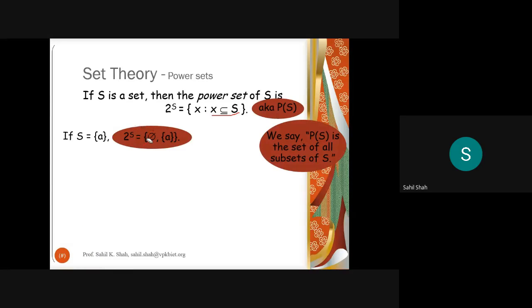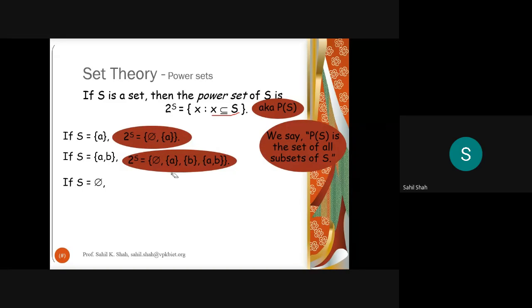Now, the power set of this is 5 comma A. S equal to A comma B: we are going to have 5, A, B, A comma B. S equal to 5. This is important. Look, what is the power set of the empty set? It will have 2 raised to 0, that means one element present. So that one element is added here.